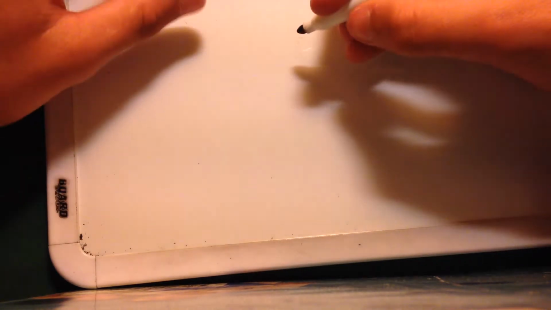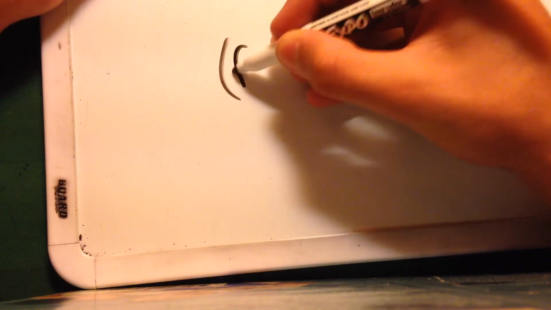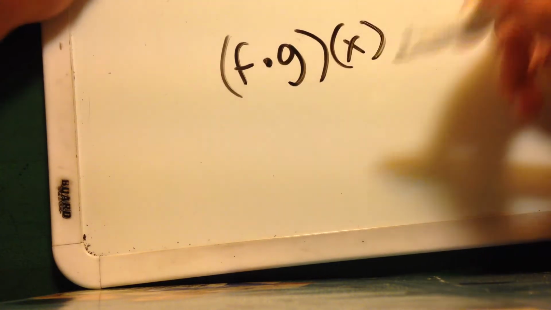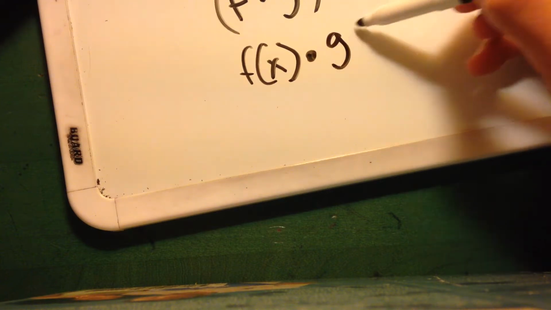I have them written down. So we have f of x is equal to x squared minus 9 and g of x is equal to x plus 3. All we're going to do is multiply these two functions, and it's going to look like this. So it's in parentheses f times g of x. All it is we're just saying f of x, and you're just going to multiply it by g of x. So we're just going to bring the two functions.